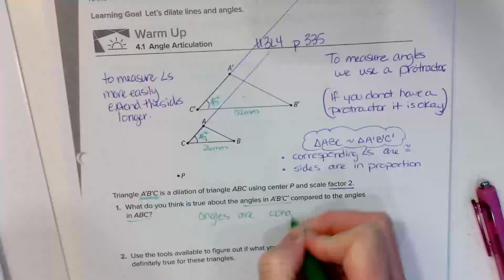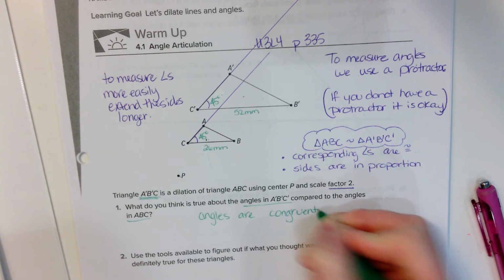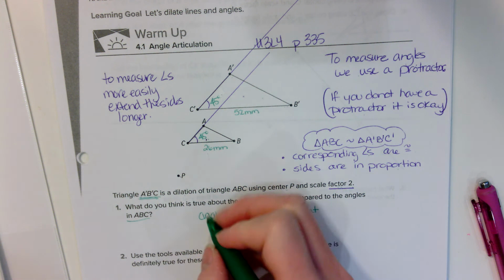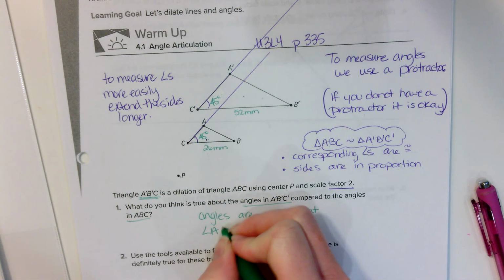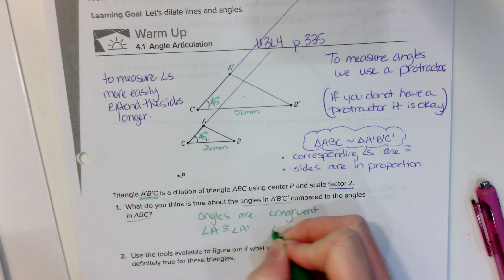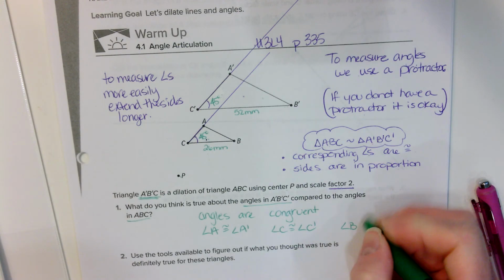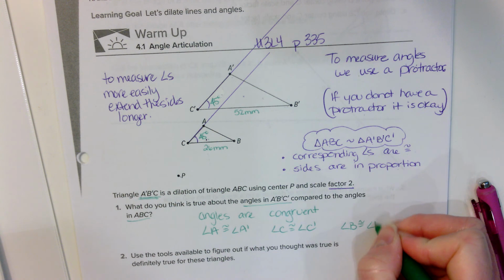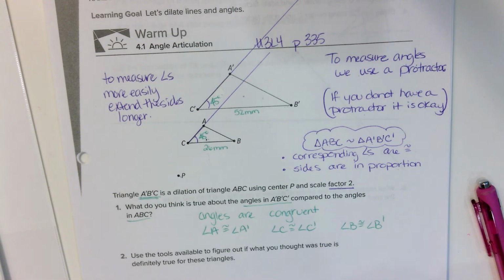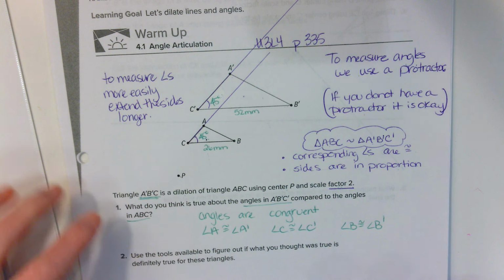They've not changed. My angles don't double. My angles are not affected by my scale factor whatsoever. So angle A is congruent to angle A prime, angle C is congruent to angle C prime, and angle B is congruent to angle B prime. And that's true for any dilation. So now I want to take a minute and go back and talk about the lines for just 1 second.